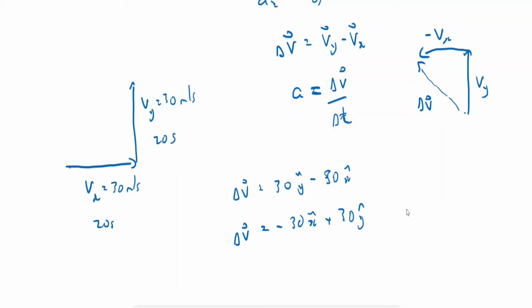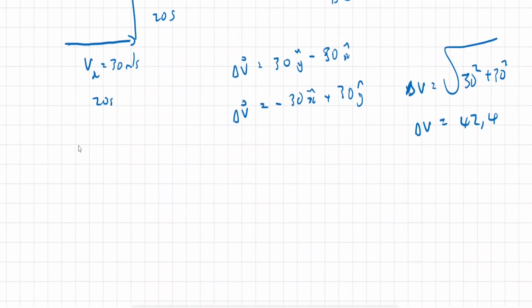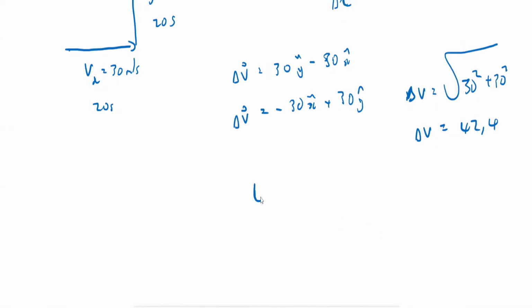So find the magnitude of this delta V. Find the magnitude of delta V, which is the square root of 30 squared plus 30 squared. And that is going to be equal to 42.4. That's the magnitude. And the direction is going to be equal to the direction of delta V, tan of theta. It's going to be 30 over 30, which is equal to 1, which means that theta is 45. So it's the same as the acceleration vector.